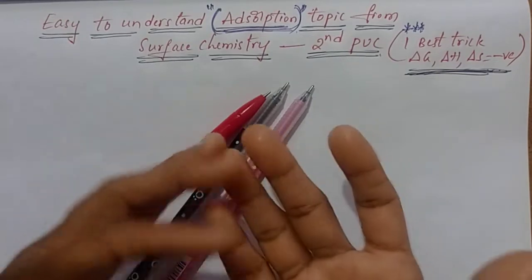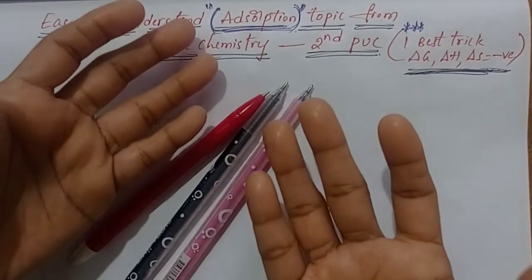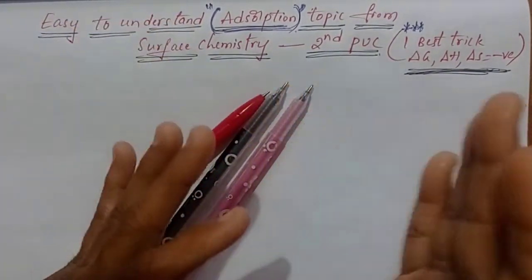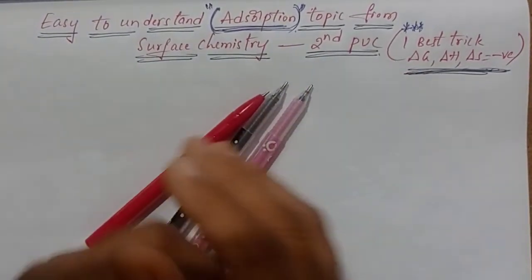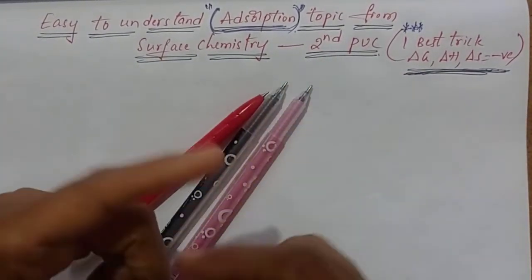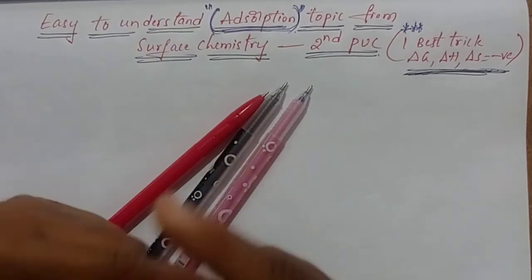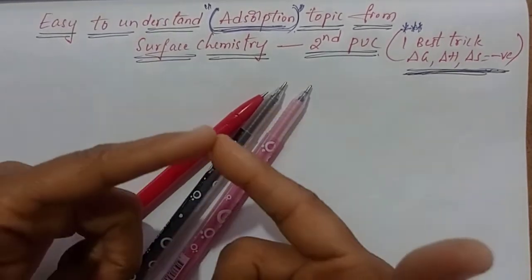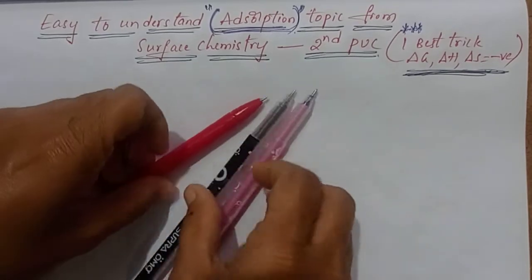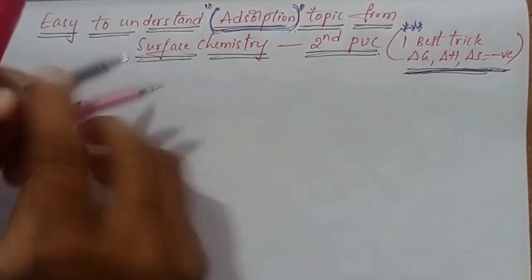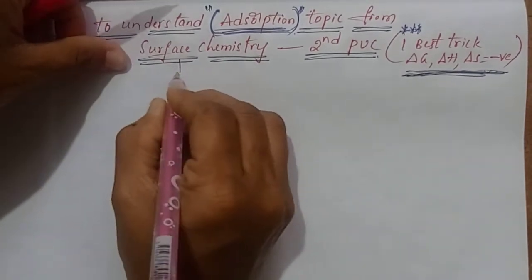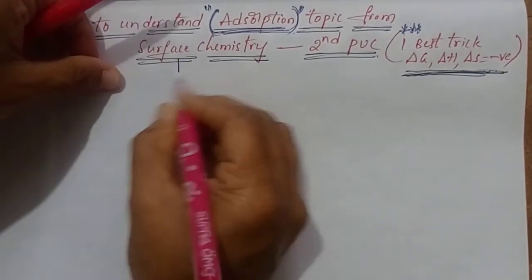Now I'm going to discuss, students. Before going to adsorption, first I'm going to start with the definition of surface chemistry. So what is surface chemistry, students? It is a branch of chemistry which studies the various phenomena taking place at the surface.